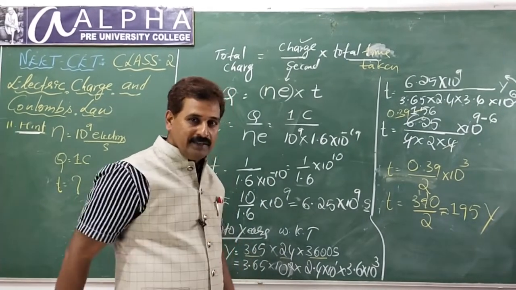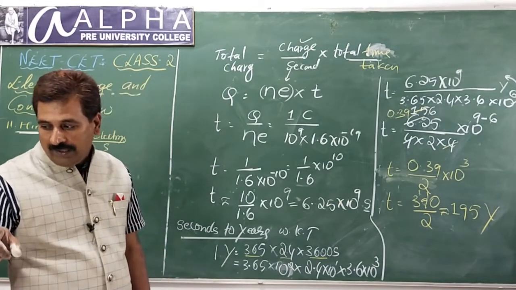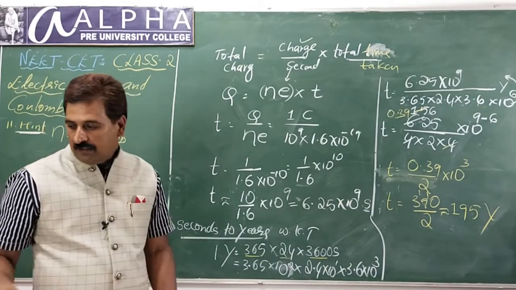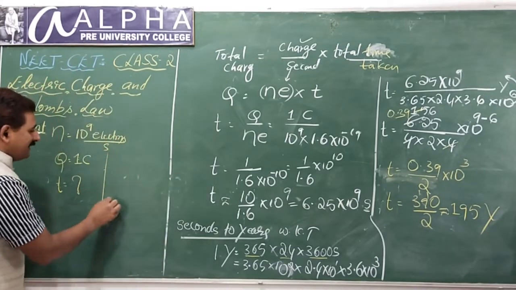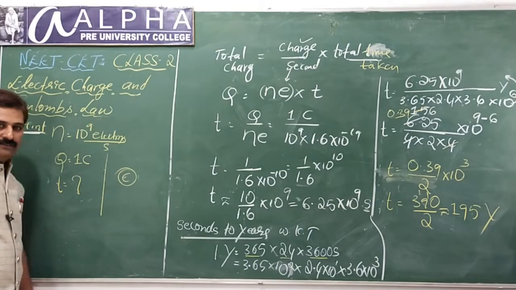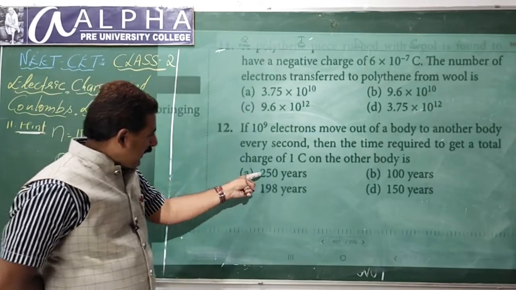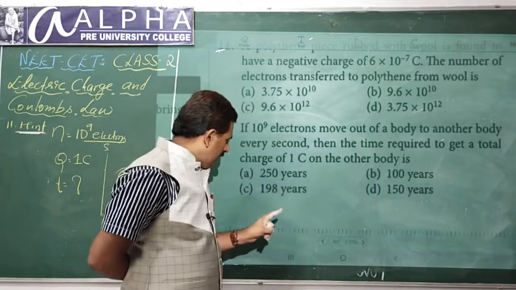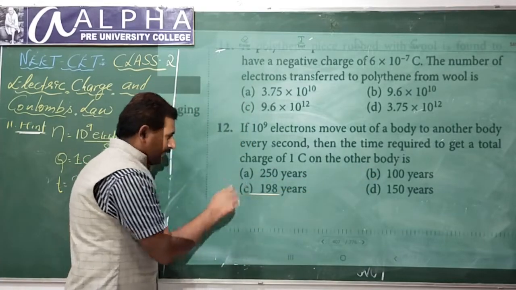Now look at the options. The answer is around 198 years. That is in option C. Look at the options. Option A, 250, 100, 198, 150. Which is your option? 198. Option C.